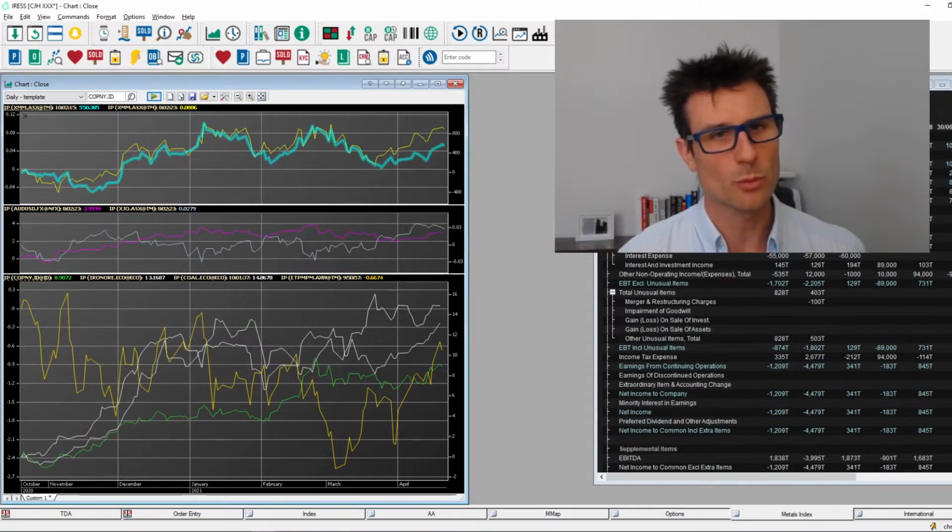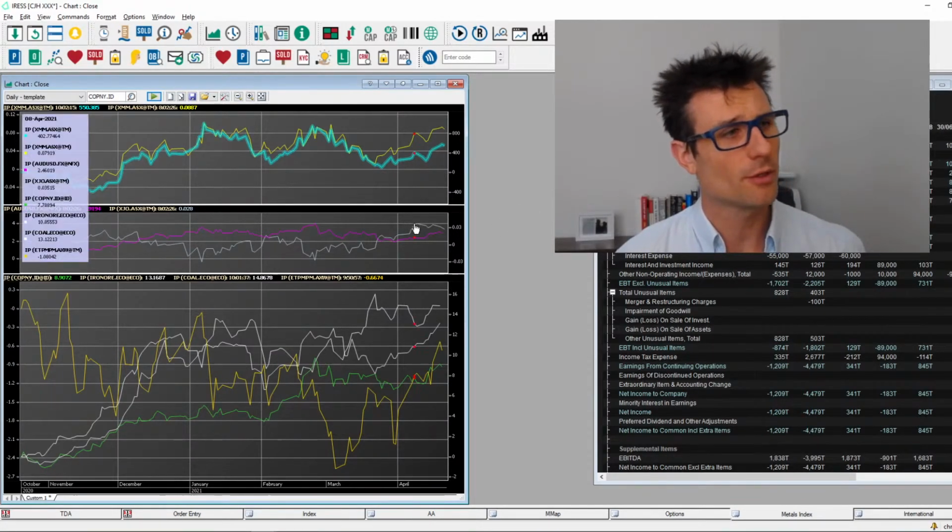Moving down to the next line, we want to have a look at the pink line, which is the Aussie dollar versus the US basket.